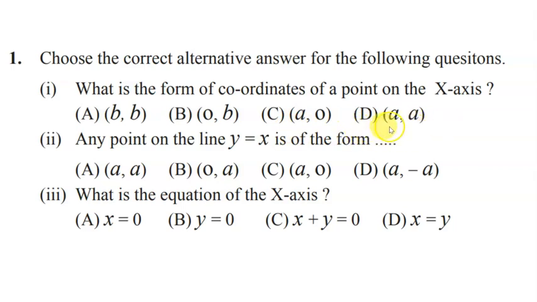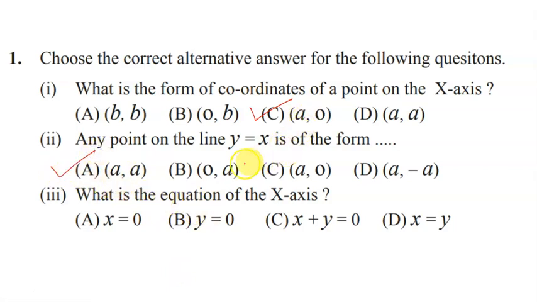The options are both a, and this point lies in the first quadrant. Okay, and here the option C is correct. Next, any point on the line y is equals to x is of the form (a, a). याचा अर्थ काय, x आणि y हे दोन्ही कोऑर्डिनेट्स सारखे पाहिजेत. Here the first option, x is a and y is also a. Therefore here the first option A is correct here.